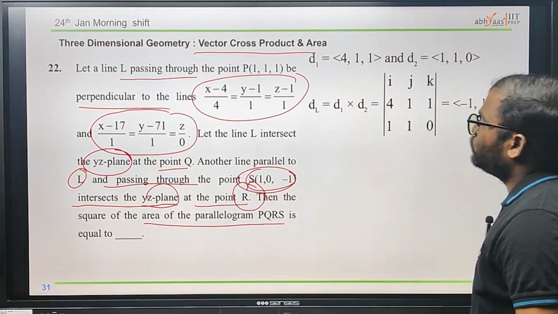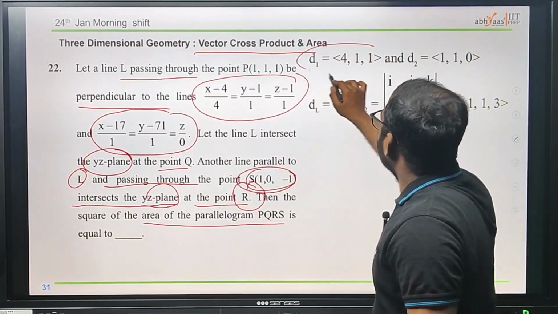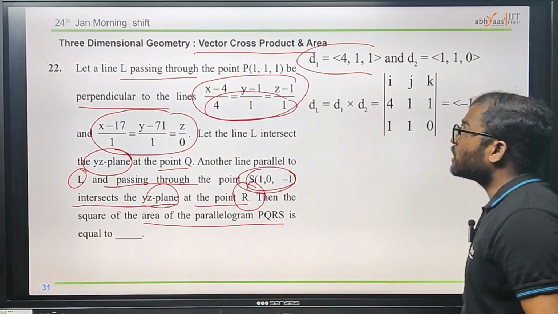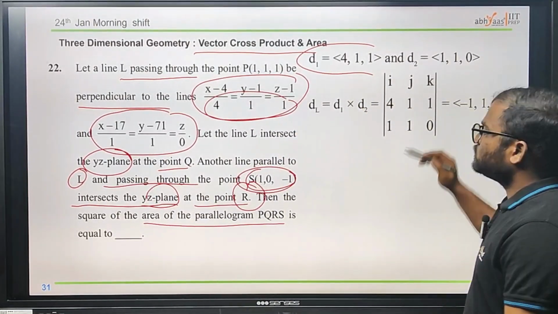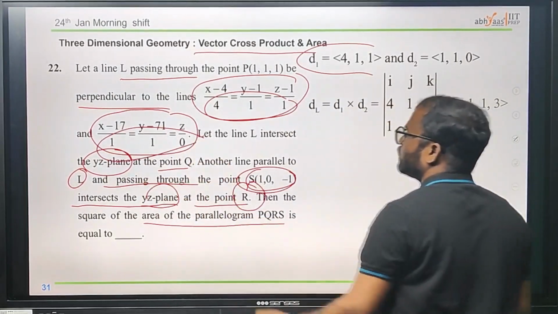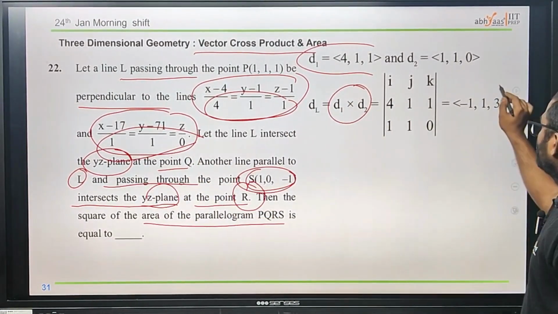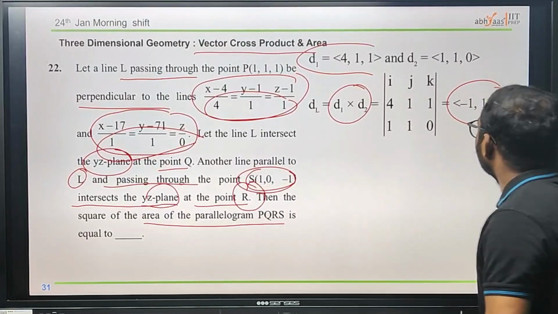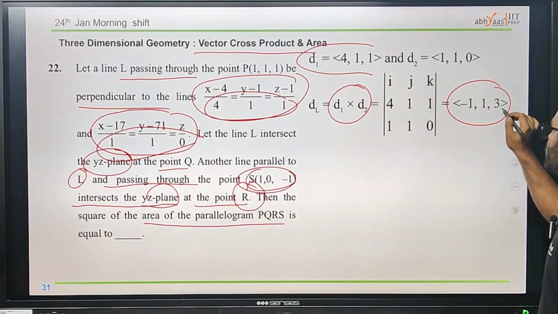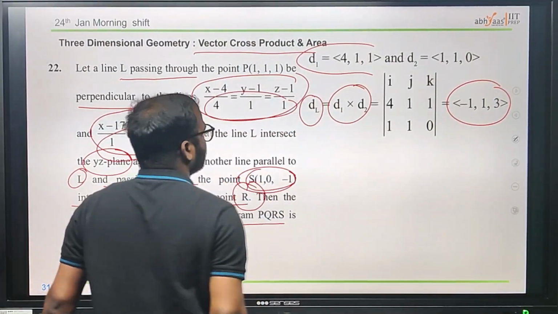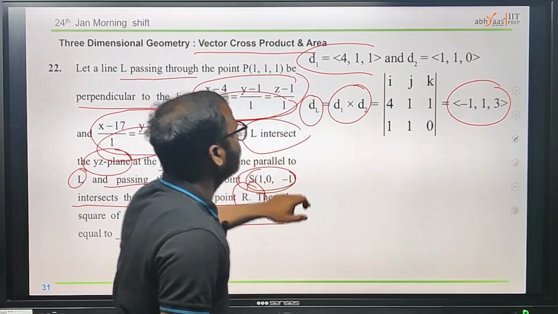Firstly, take D1 as the direction ratio of the first line, which is 4, 1, 1, and D2 is 1, 1, 0. Now using the cross product of these we will get the direction ratio, which is minus 1, 1, 3. Therefore we got the direction ratio of line L.